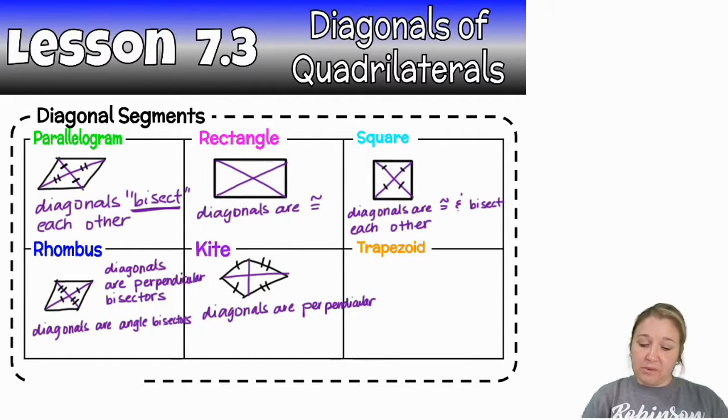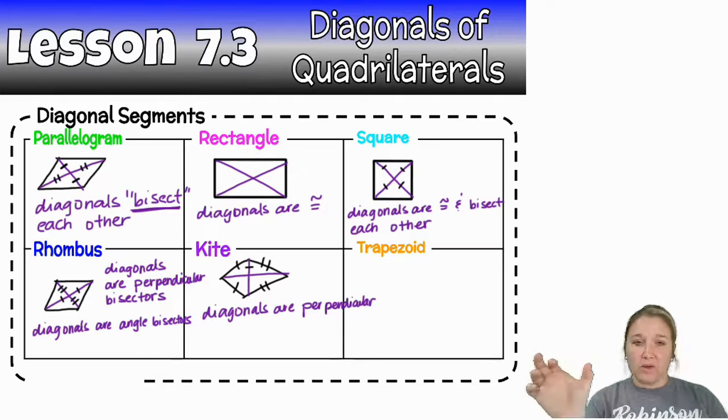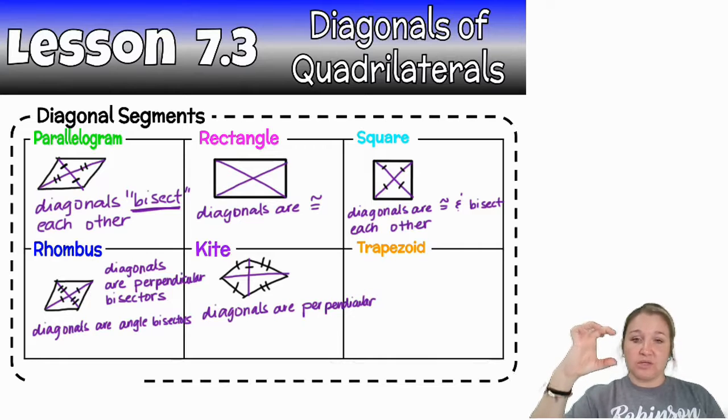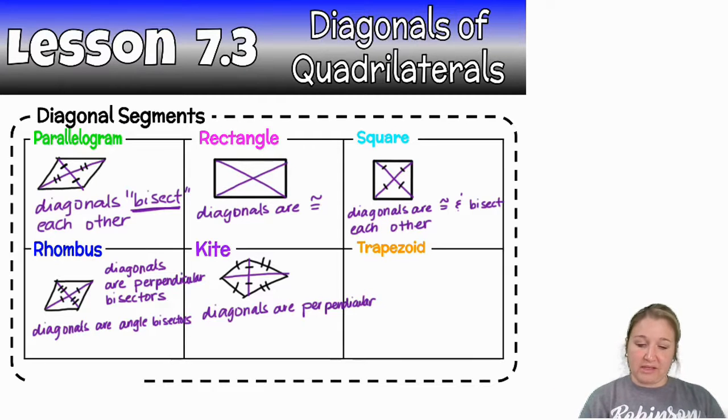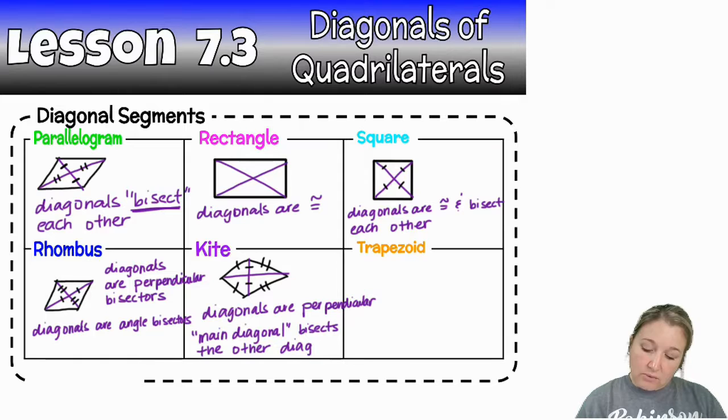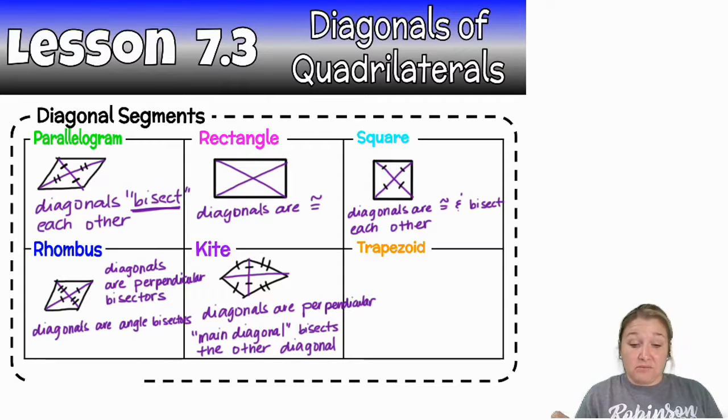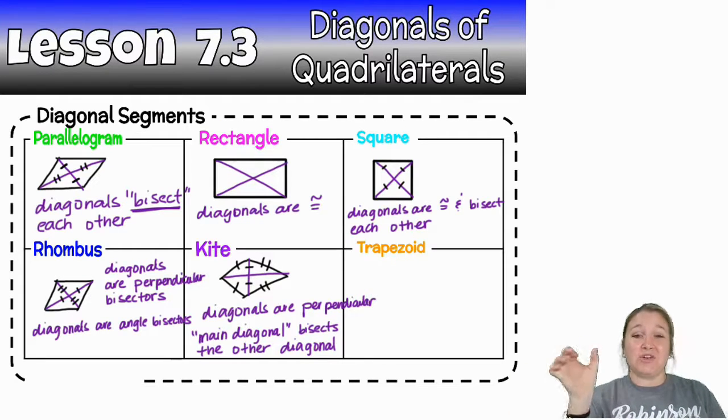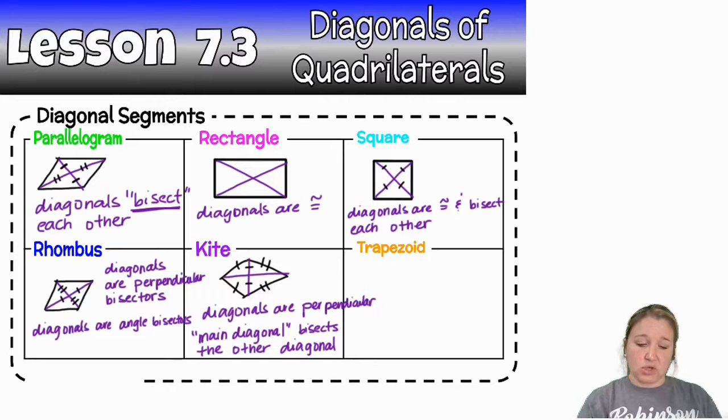And then the longer one, what they call the main diagonal, is going to cut the shorter diagonal into equal pieces. So it's a bisector there. They call that the main diagonal. And remember that bisect means it's in equal pieces. Now, the shorter one intersects the main one, but it doesn't cut it into equal pieces. All right, and then the last thing we're going to look at is a trapezoid.